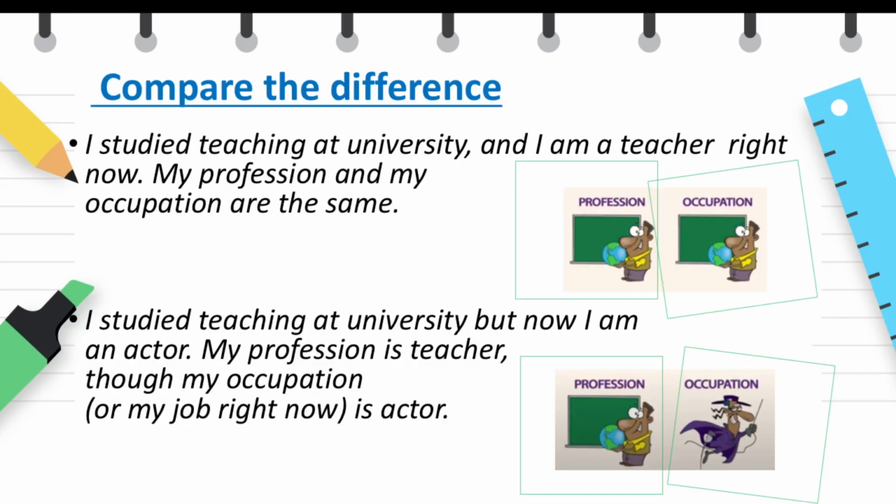Let's compare the difference. I studied teaching at university and I am a teacher right now. My profession and my occupation are the same. I studied teaching at university, but now I am an actor. My profession is teacher, though my occupation is actor.